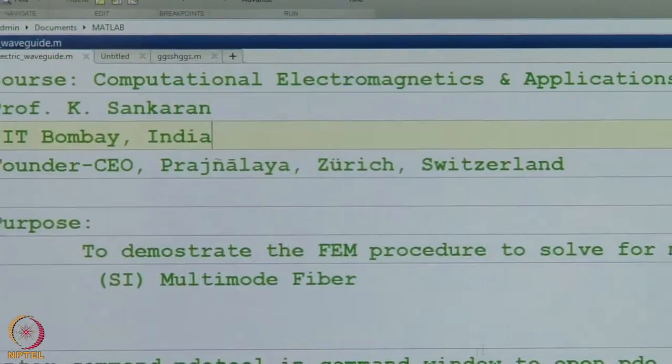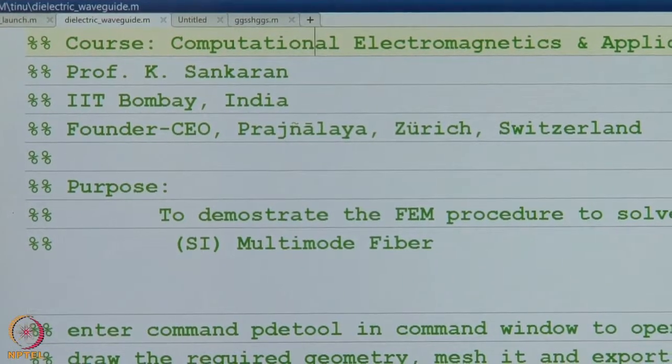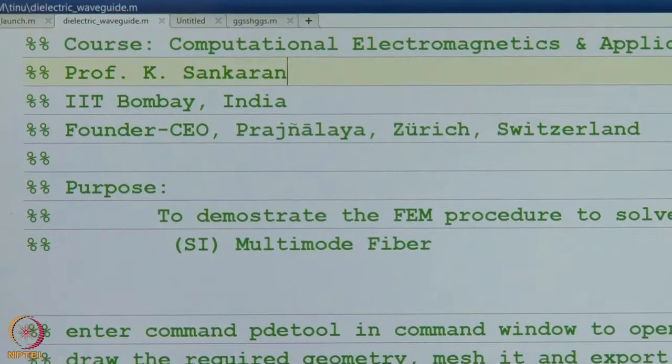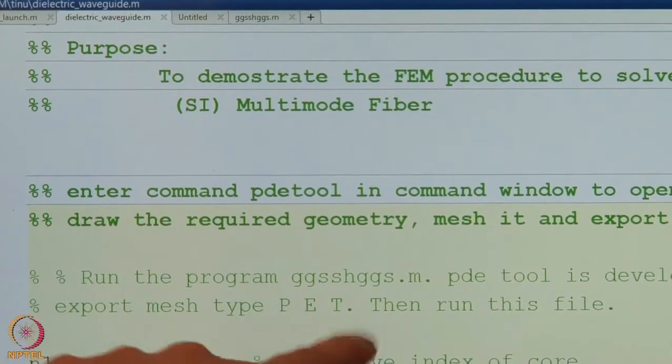So this is our main code. This code is to demonstrate the finite element procedure to solve for modes in the step index driver. Yes, and you are basically taking the value. If you can highlight this one.